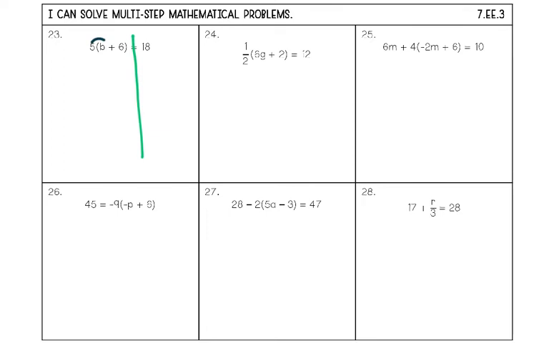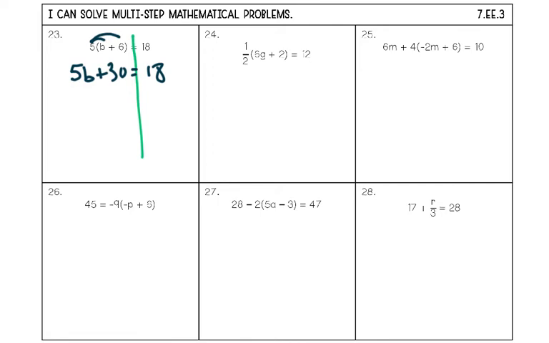I need to multiply that 5 by each of these terms on the inside. So 5b and then 5 times 6 is 30. So 5b plus 30 equals 18. So I just simplified before I started solving. Now I can solve it like normal. Now it looks like a two-step equation.